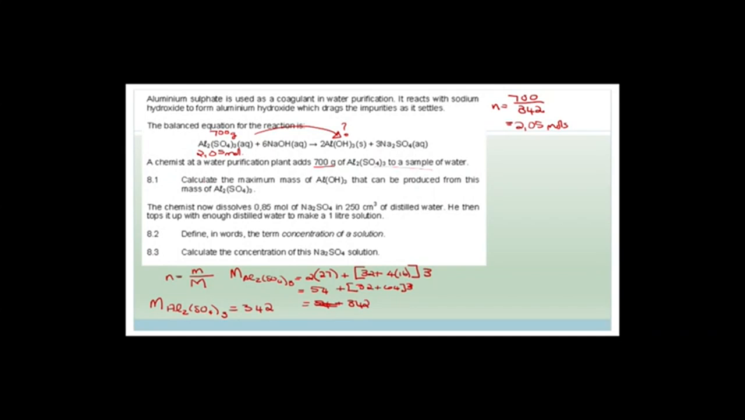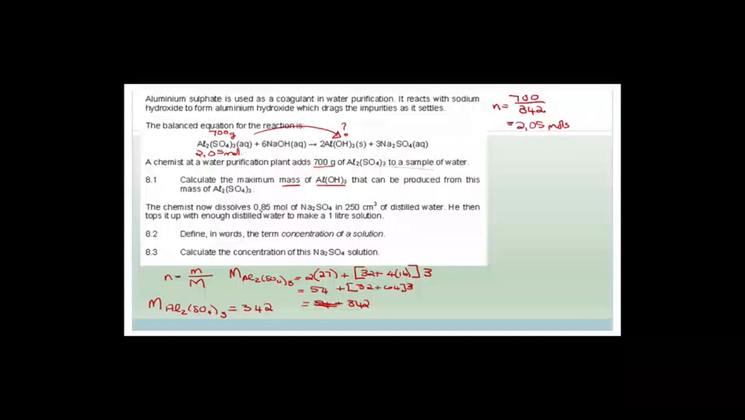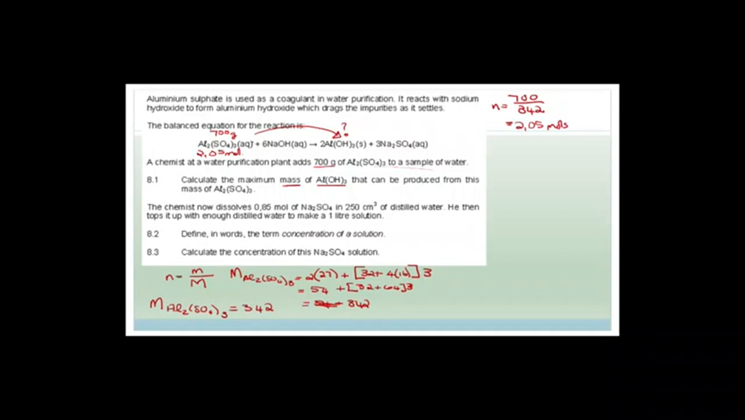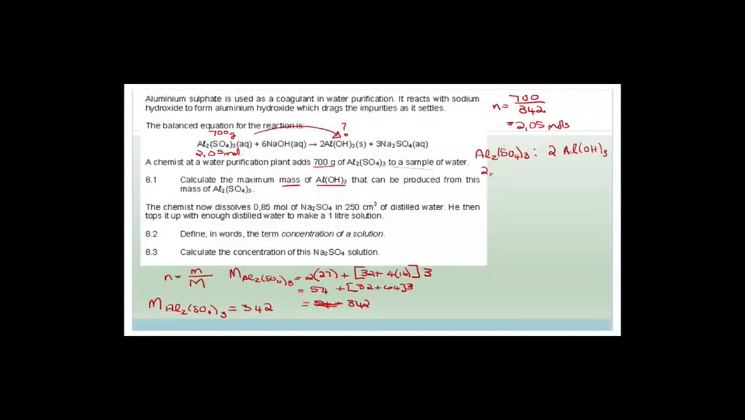But let's reread the question. It says, calculate the maximum mass of aluminium hydroxide. Right, so obviously if we have 2.05 moles of this, we have to look at the mole ratio. If we look at this, we can see that 1 mole of aluminium sulfate goes to 2 moles of aluminium hydroxide. So if we have 2.05 moles of aluminium sulfate, we have to multiply that by 2 to find the actual number of moles of aluminium hydroxide, which is going to be 4.1 moles, because it's a ratio of 1 to 2.